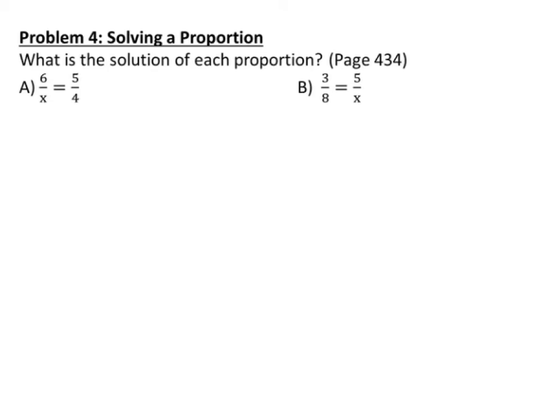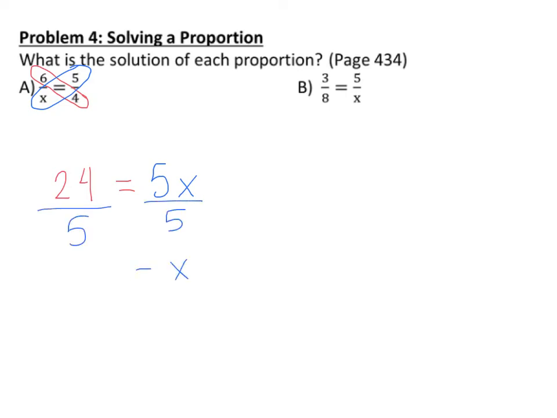So here in letter A, to solve for x, if we have a missing piece in a proportion, we're going to cross multiply. So 6 times 4 is 24. That has to equal 5 times x, or 5x. Then we just solve for x like normal. So divide both sides by 5. And we get that x equals 4.8.